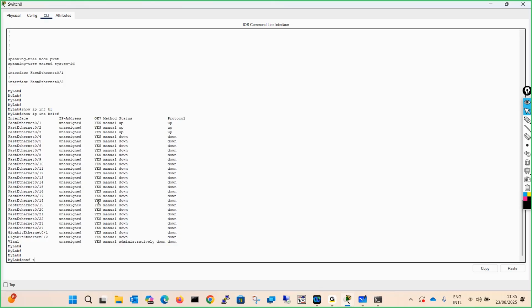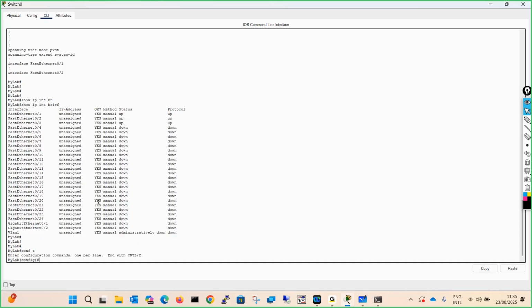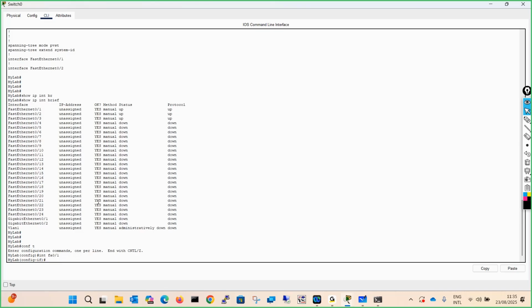Just say configure terminal, and we will enter into one of the interfaces. So type int for interface. For Fast Ethernet, the shortcut is FA. If you type this also, you can enter FA 0/1. Hit enter. Now you are in interface configuration mode.